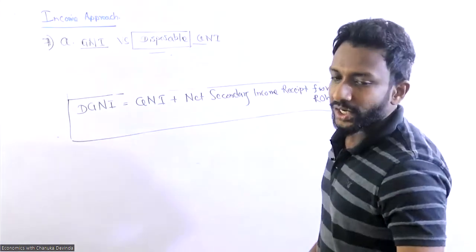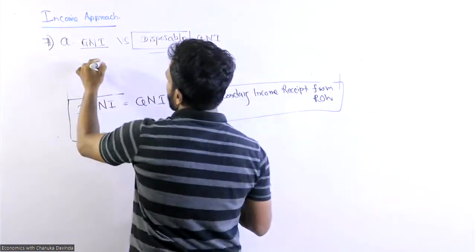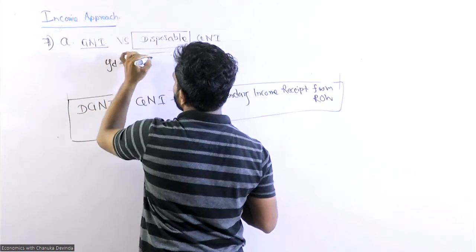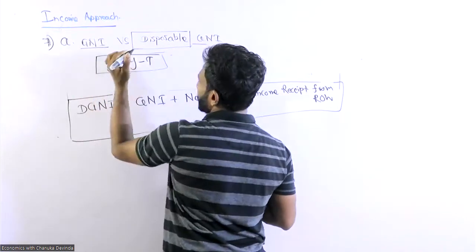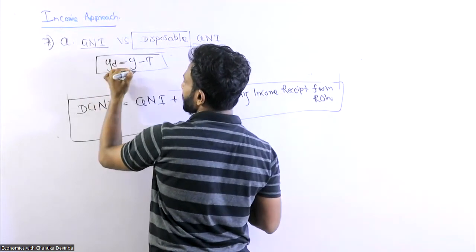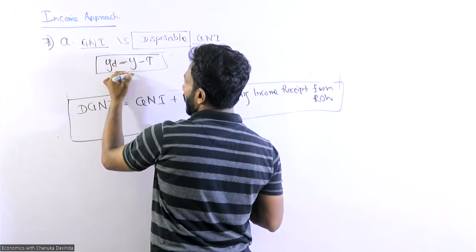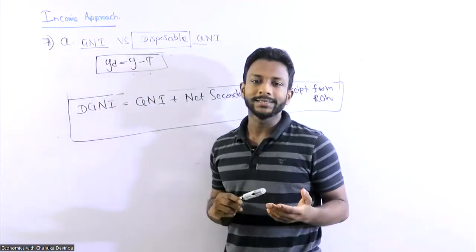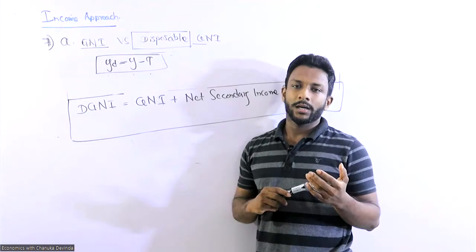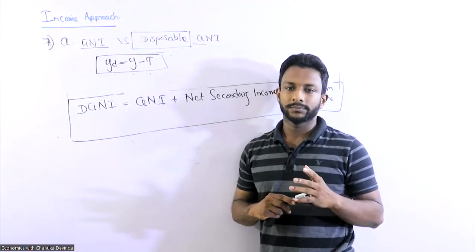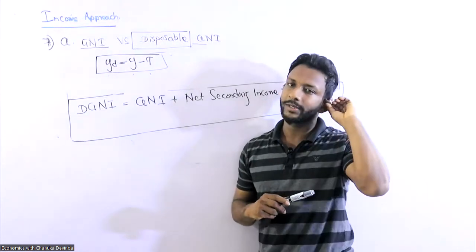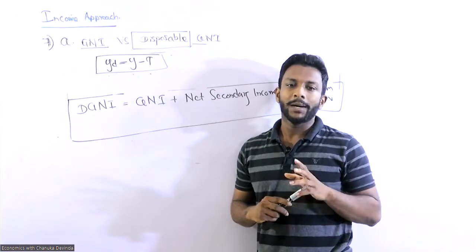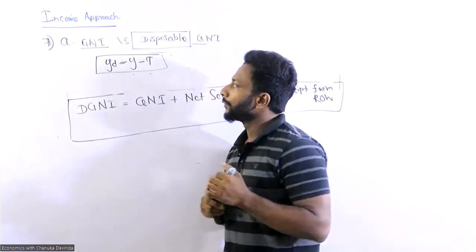What we generally call disposable income is YD equals Y minus T, right? That means YD, disposable income, is equal to income minus taxation. So that is disposable income. In macroeconomic equilibrium, we take this step, this formula.